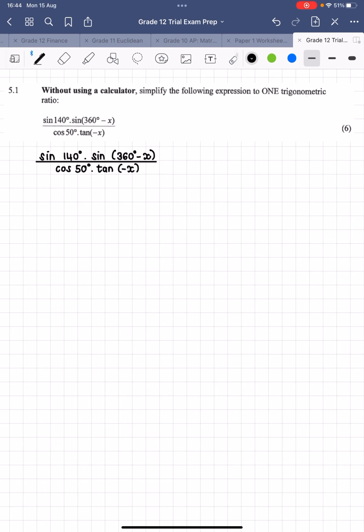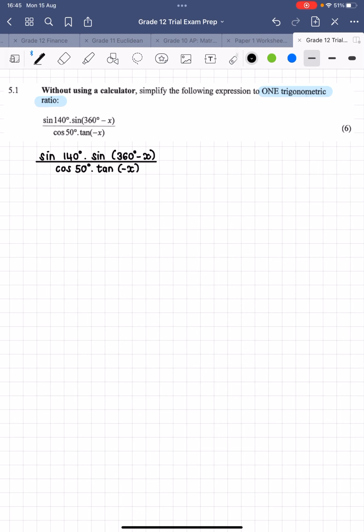Many of you requested trig, so I decided that I would do the first question from the November 2021 paper 2 exam that was on trig, and it was this one. They are asking us to, without a calculator, simplify this expression to one trig ratio. That's important. So we're going to have to leave our answer as like a sine x or a cos x or maybe a tan 2x, something like that, but it has to be one trig ratio.